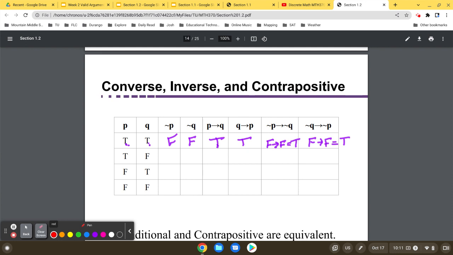So I'm going to negate this first of all to kind of fill out my table. So that's going to be false. That's going to be true. On the first one, I'm doing a true to a false. So that's going to be a false statement according to my truth table.